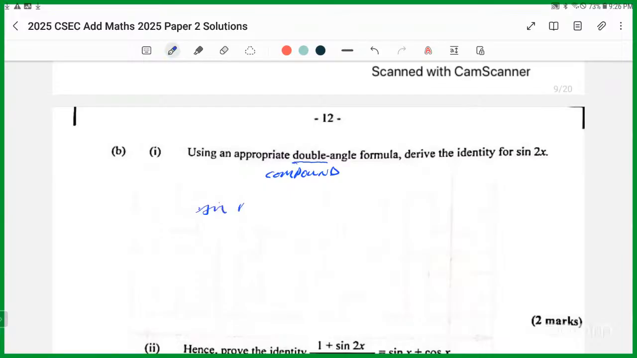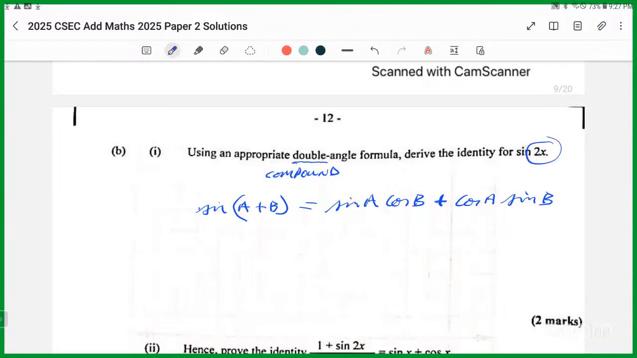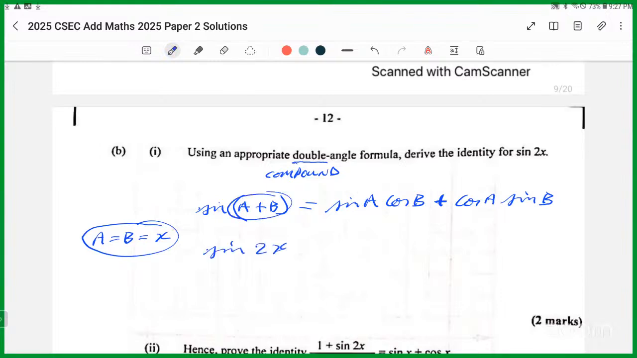Sine of A plus B is equal to sine A cos B plus cos A sine B. That's what it is. But here now, to get the 2x, we're going to make the A and the B equal x, right? So we're going to put A equal B equal x. That's what we're going to put. This becomes the sine of 2x, because A and the B equal x, so that is 2x.